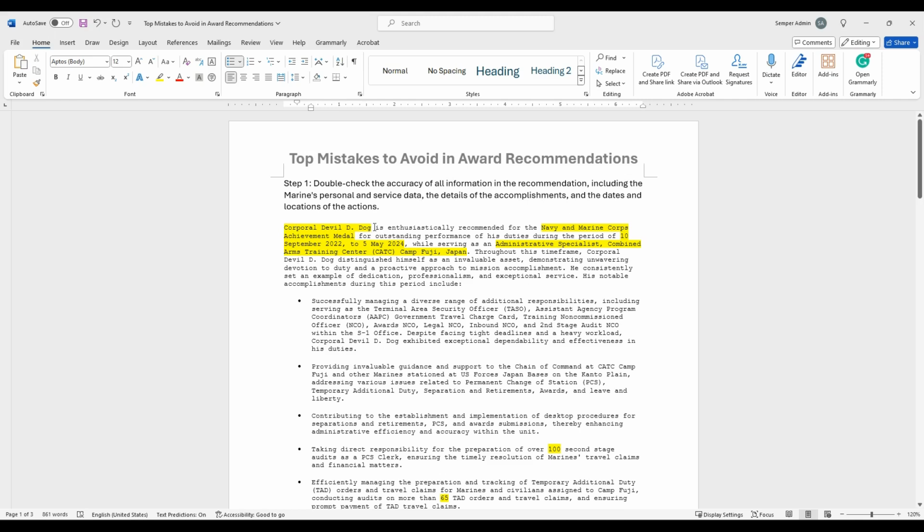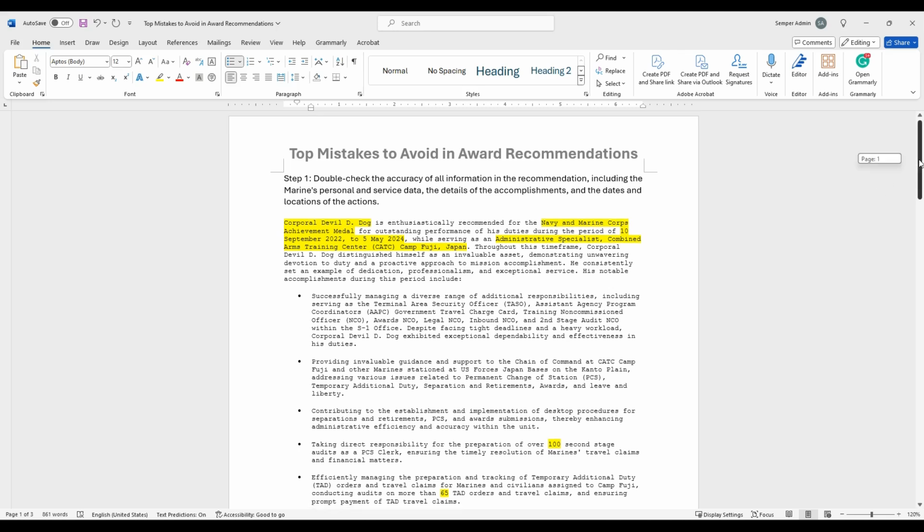So we have the person, we've identified the award that they're being recommended for, and then we have the period of time that they're looking at, we have the billet that they were holding, and at what location. Those are just some key things here in the summary of action that we should be looking at. This also counts for the citation, but we're just going to talk specifically over this example in the summary of action because the citation is made from this. But while looking at this, you want to make sure you're looking at those types of things.